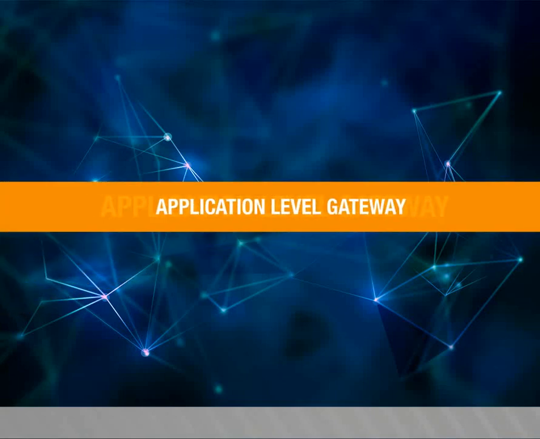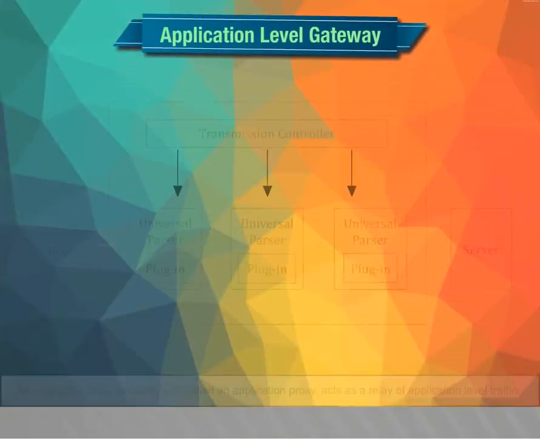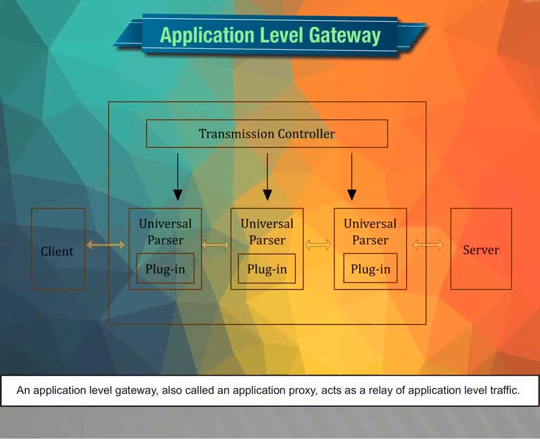Application level gateway. Now we are going to see what an application level gateway is. An application level gateway, also called an application proxy, acts as a relay of application level traffic.